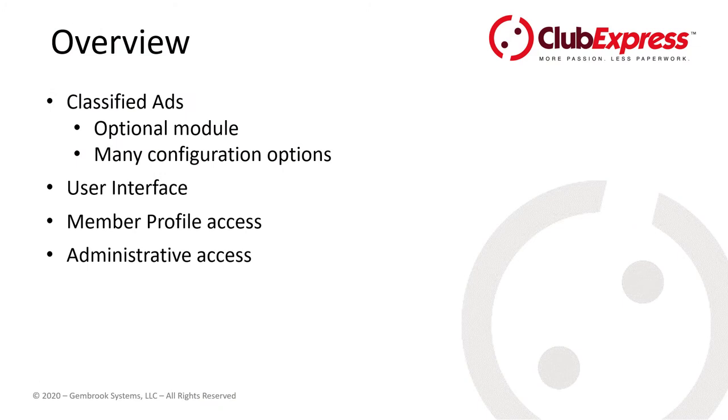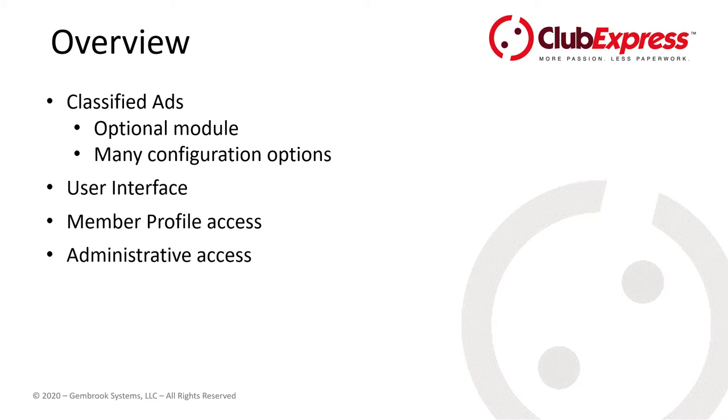Today, we're going to be talking about classified ads. And as I mentioned, this is an optional module. If you want this to be installed, you need to contact ClubExpress and ask them to install it. There is a one-time fee of $200 for this module. And it's got a whole lot of configuration options, which we'll get into. But it's a nice way of allowing your members to put classified ads onto your site. And we'll look at our demo Balloon Club for typical examples of that.